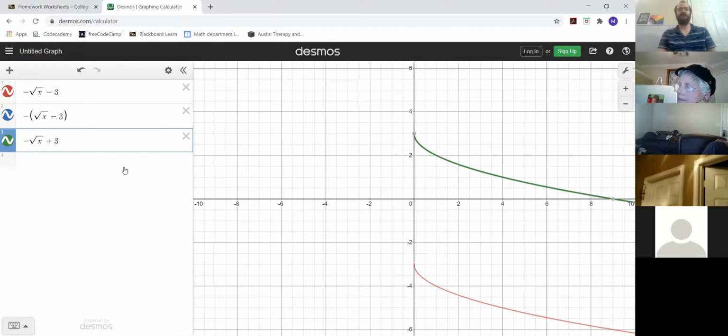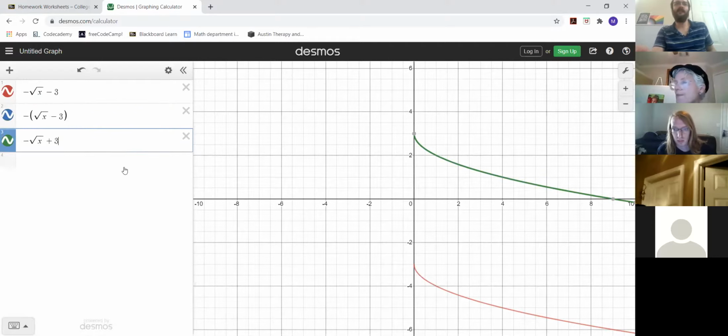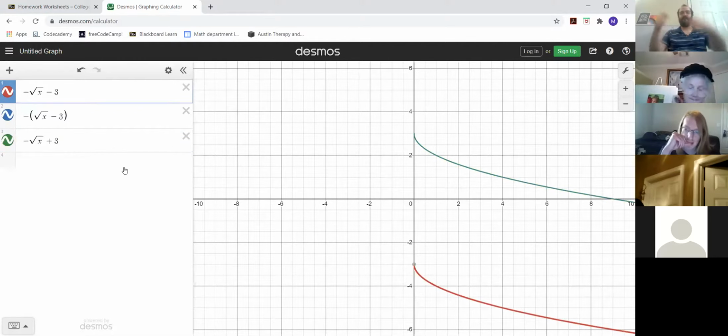It's kind of weird. Yeah, it is. You were right though. The blue one is if you didn't do it in the right order. If you did them in the wrong order, you would get one of these. The blue or the green is the same thing. You want to do the flip before you do the move down. Right.